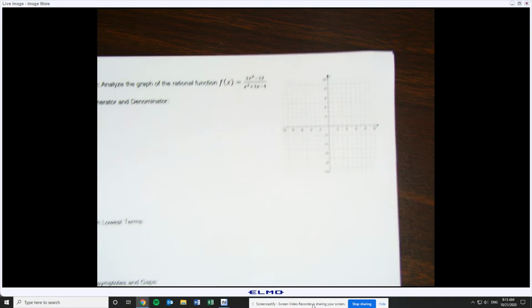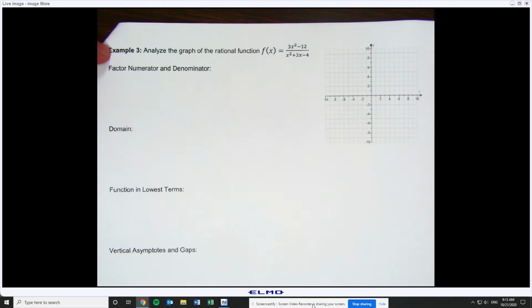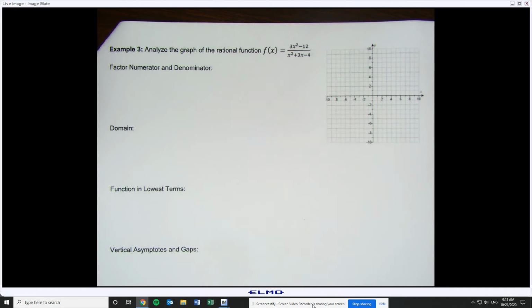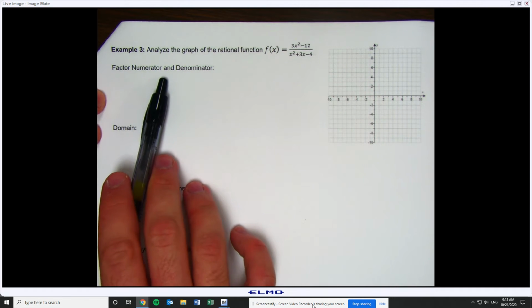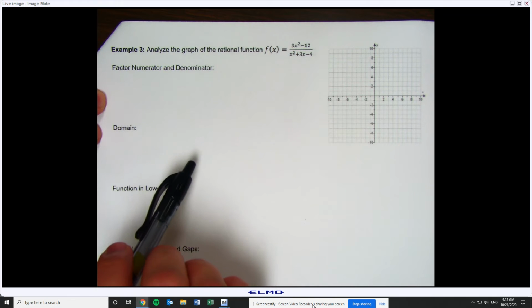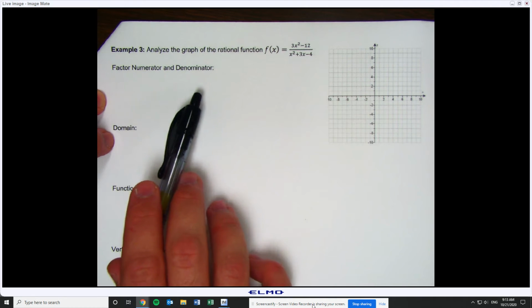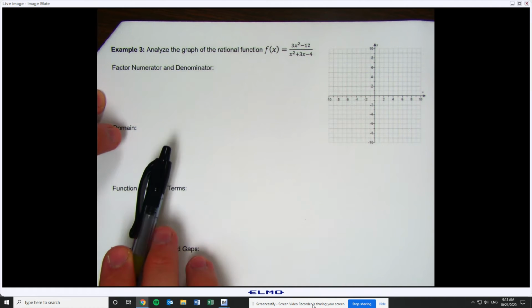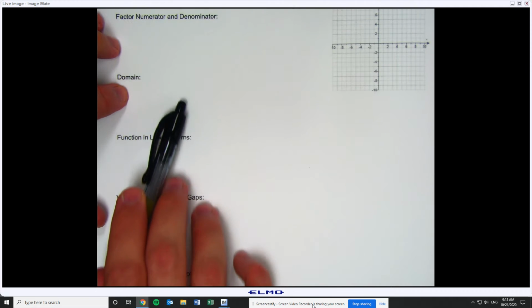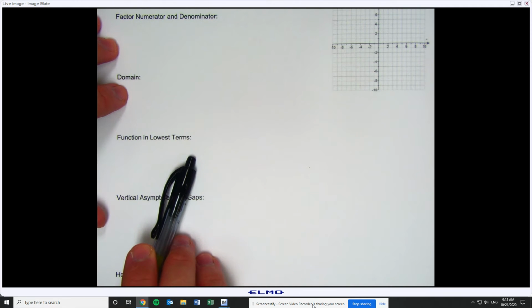What we're going to do are problems where you have to analyze a rational function and graph it. So when we analyze these, depending on what book that you're looking at, they're going to give you different steps on what to do. The one that I'm going off of, these are the steps that I recommend. First, factor the numerator and denominator. From there, you can use that to find your domain. After the domain, you'll write it in lowest terms.